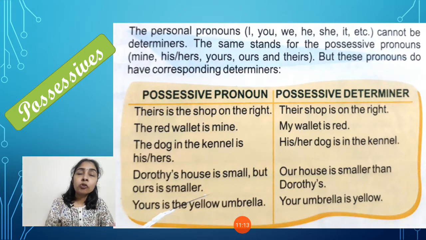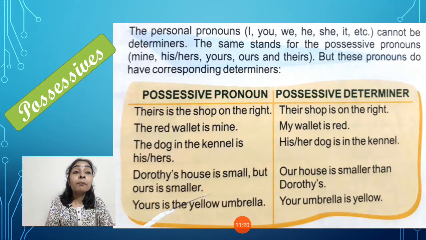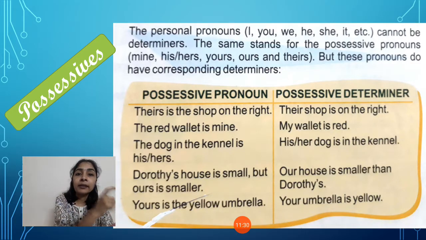That means the shop that is on the right is theirs. That is the possessive pronoun that we are using. But when we use the possessive determiner, we say, their shop is on the right. So in "their shop is on the right," "their" is followed by the noun "shop."